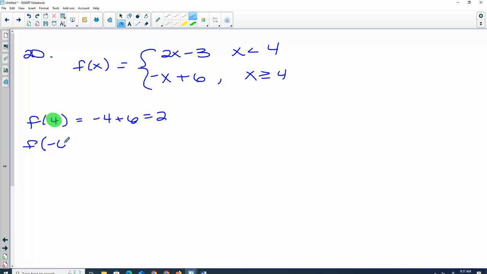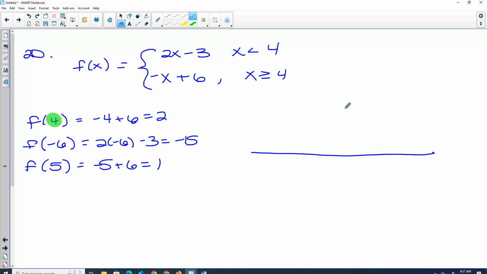If x is negative 6, negative 6 is less than 4, so you put it into the first one. So negative 12 minus 3 is negative 15. If x is 5, 5 is greater than 4, so you put it into the last one, and we get 1. Is that part okay?